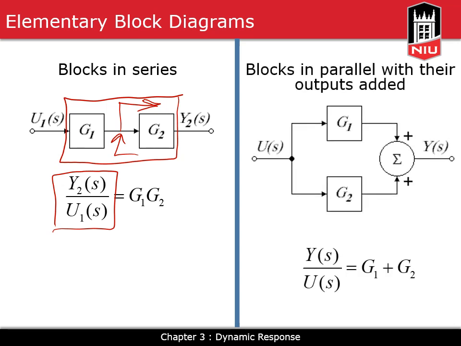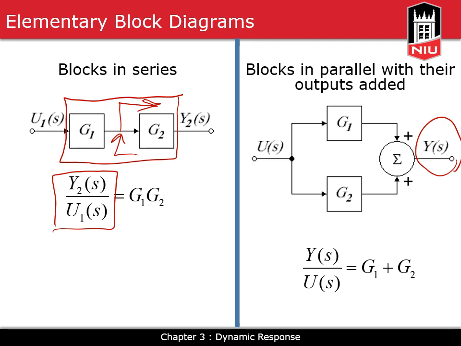Second one is blocks in parallel. If you have two blocks G1 and G2 such that they have the same input, so let's say the input U of S goes to both G1 and G2, and their outputs get added up. That means here, let's say our Y of S is the summation of the output of G1 and the output of G2.